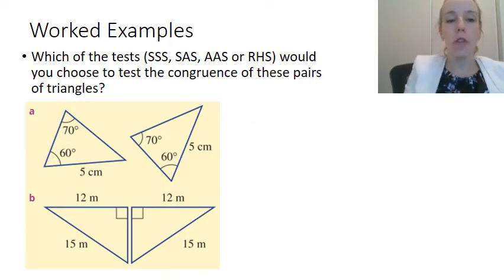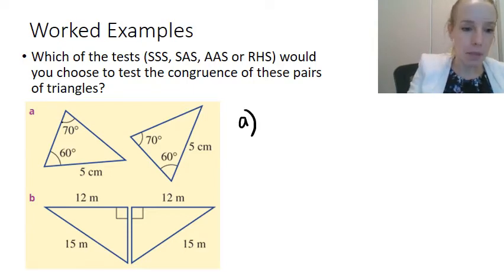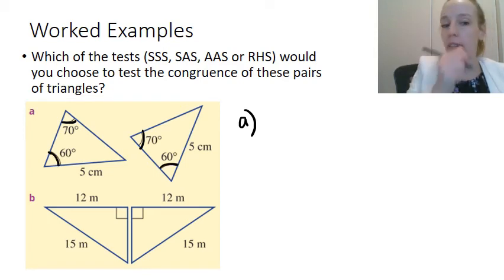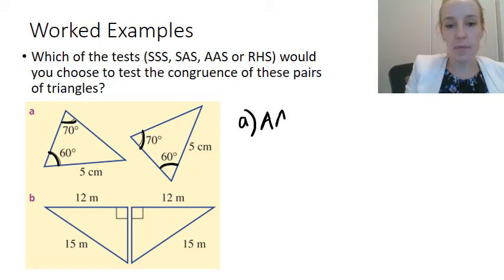Okay, so for our worked examples here, we have to decide which of the tests, SSS, SAS, AAS, or RHS, you would choose to test the congruence of these pairs of triangles. For A, they both have an angle of 70 degrees, they both have an angle of 60 degrees, and they both have a side of 5 centimeters. So in this instance, they have AAS. We've got this test because they've got two corresponding angles and one corresponding side.